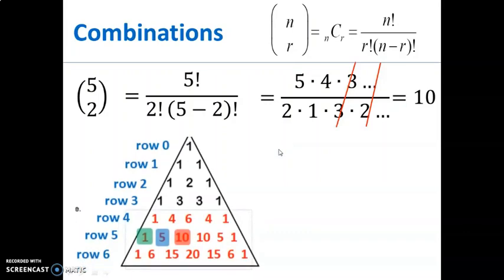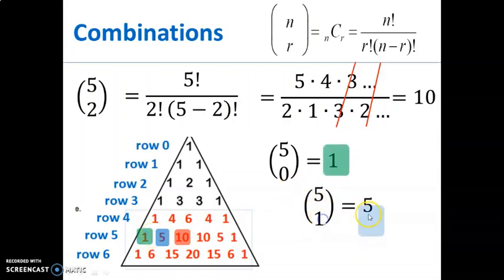Others we might need our calculator. But we also saw a very important connection between combinations and what is known as Pascal's triangle. We found out that for a certain row in Pascal's triangle, you can get every value in it using combinations. For example, if you did 5 choose 0, you would get 1, and that matches this value here. If you did 5 choose 1, you would get 5, which matches this value here. And if you did 5 choose 2, you would get 10, which matches this value here.